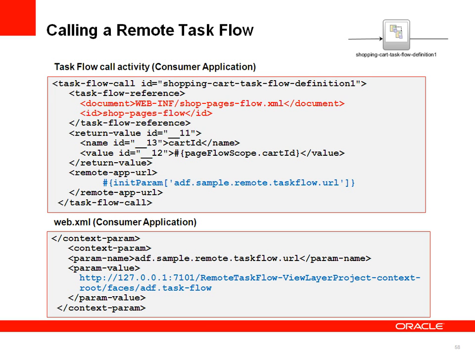So instead we use an expression language string, init param, because it's a context parameter in web.xml, and then there is a key name. In this case it's adf.sample.remote.taskflow.url, and you can make the name any way your naming convention in your company is. And in the web.xml snippet at the bottom of the slide, we have a context parameter defined exactly with the name specified in the expression language string.